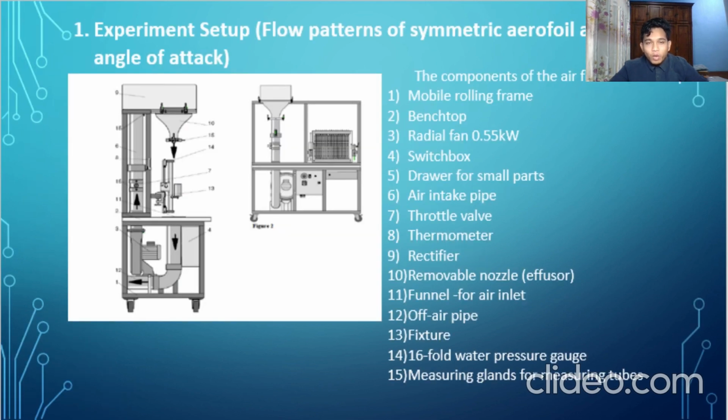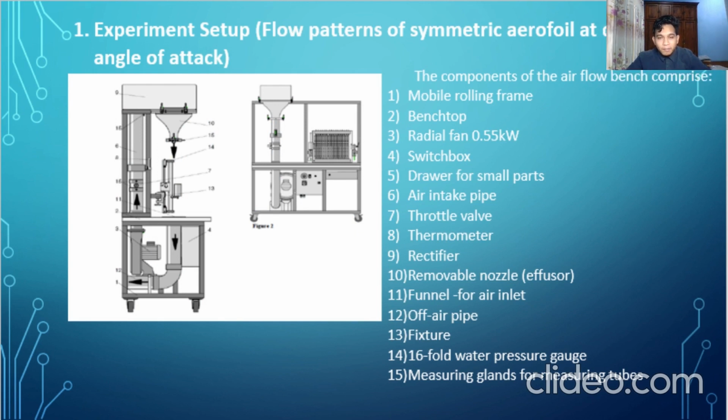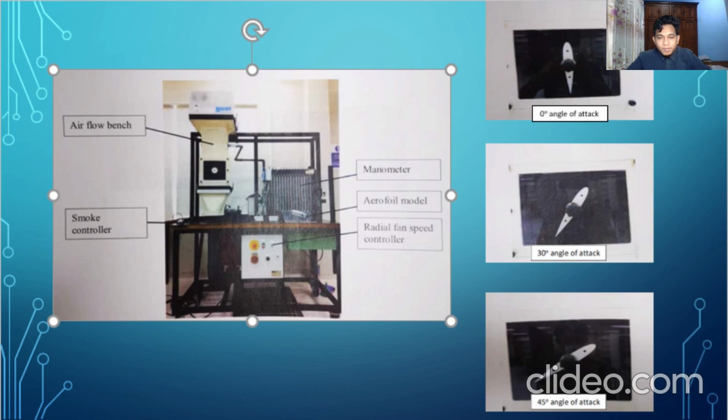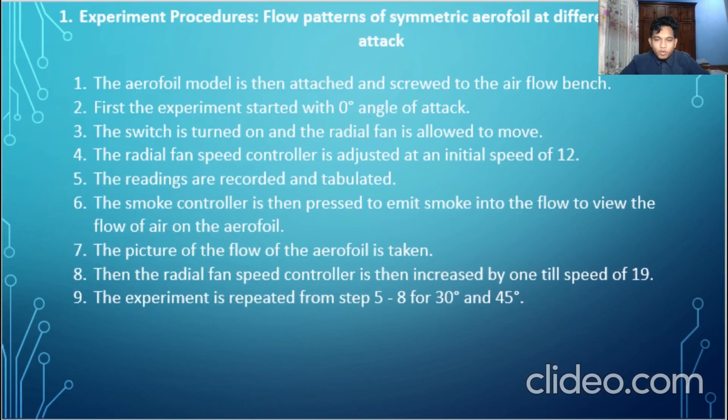For experiment 1, this is the setup. The airflow bench consists of 15 main components, and I list the main components in the slide as you can see. Okay, moving to the procedure. For experiment 1, as you can see in this picture, this is for 0 degree angle of attack. The second one is 30 degrees angle of attack, and the last one is 45 degrees angle of attack. For the procedure, first the aerofoil model is attached and screwed to the airflow bench.